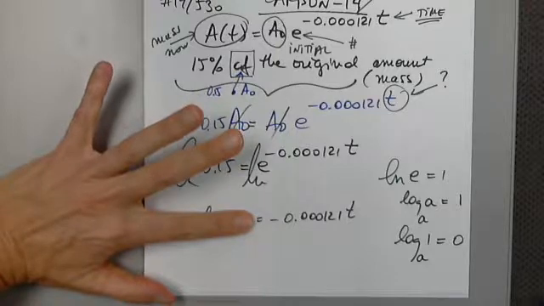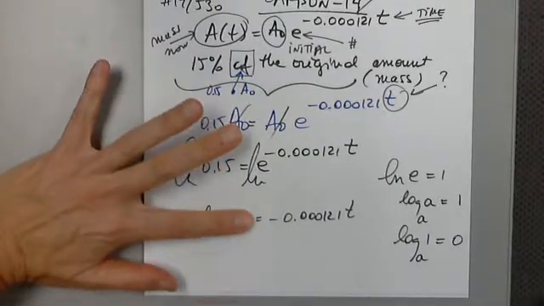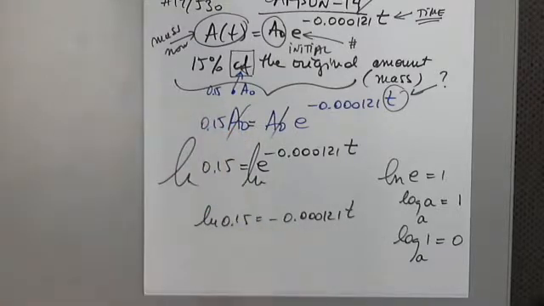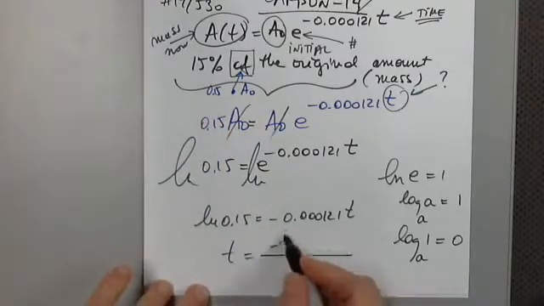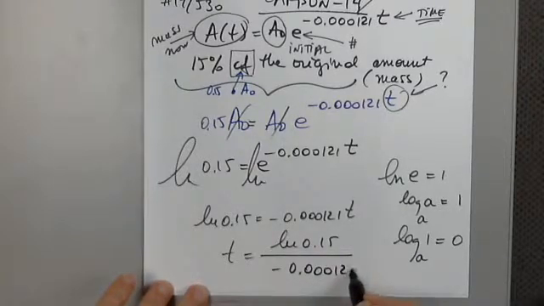So now, in order to determine t, do not get impressed or worried about this. This is just a number. I know it looks fantastic. Natural log in front of it is just a number. We are solving for t. So t equals natural log of 0.15 over negative 0.00121. So let's use the graphing calculator. We can't determine this without it.